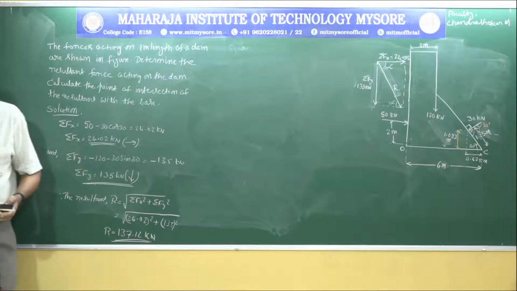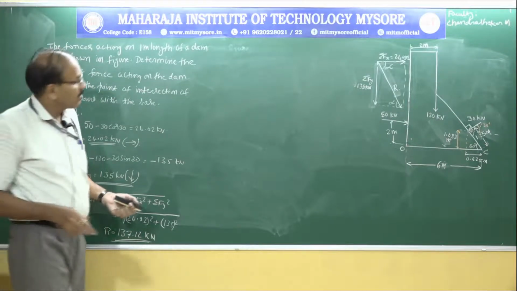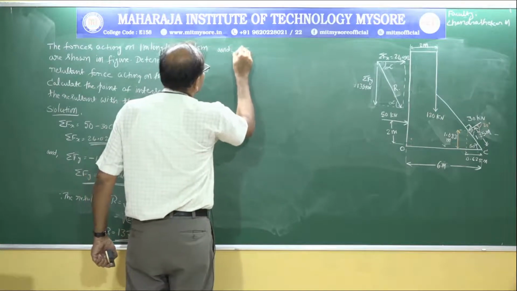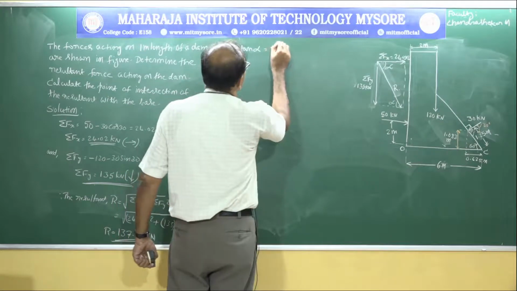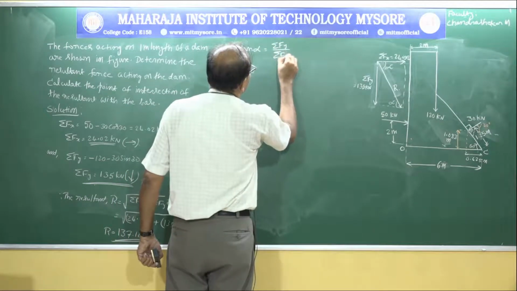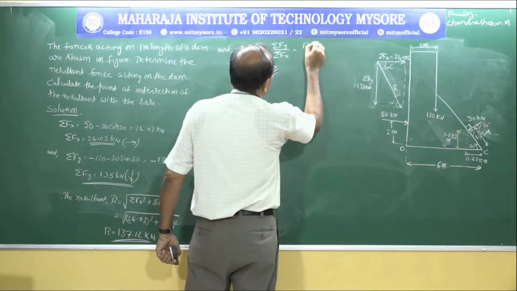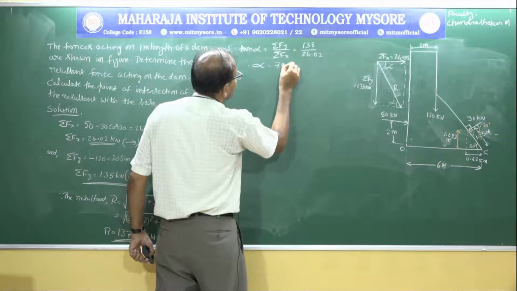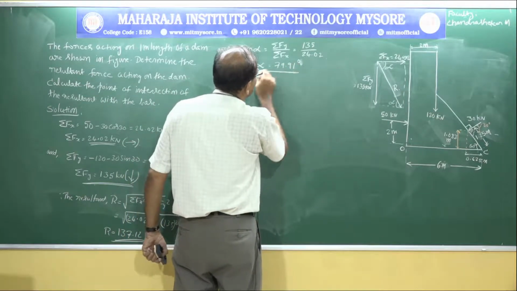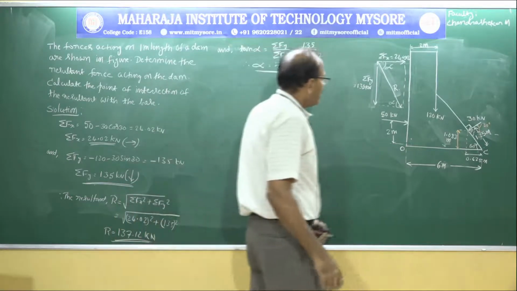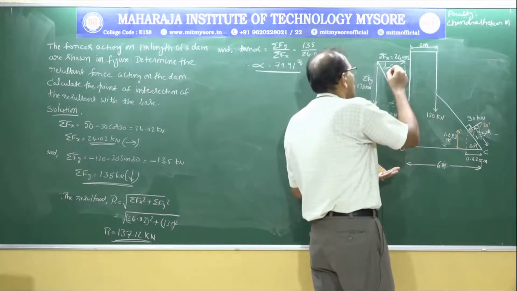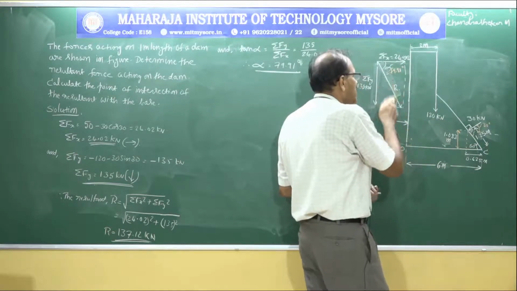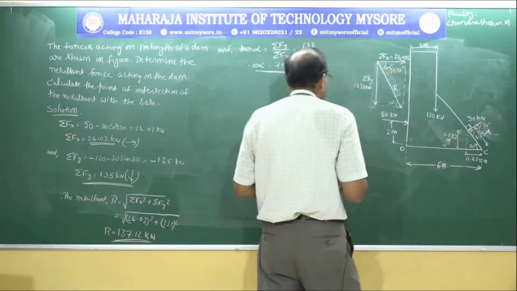And what is the value of angle? Not theta, angle alpha. Tan alpha equals opposite side over adjacent side, that is sigma Fy by sigma Fx, equal to 135 divided by 24.02. Therefore, alpha equals 79.91 degree. So the resultant R is 137.12 kilonewton, and it is making an angle of 79.91 degree.